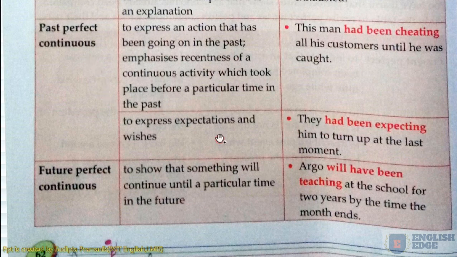Now future perfect continuous, to show that something will continue until a particular time in the future, such as Argo will have been teaching at the school for 2 years by the time the month ends. So here is the instance of future perfect continuous to show that something will continue until a particular time in the future. So in that case we must use future perfect continuous.